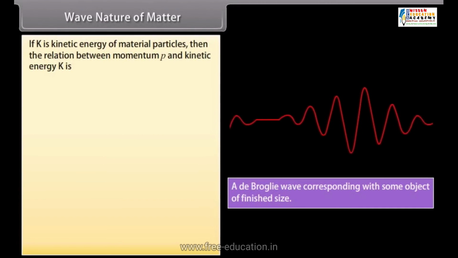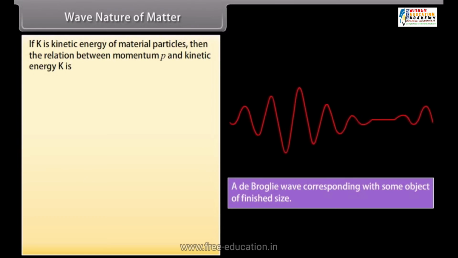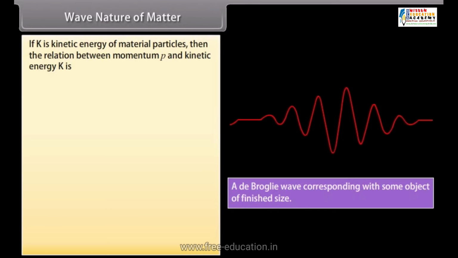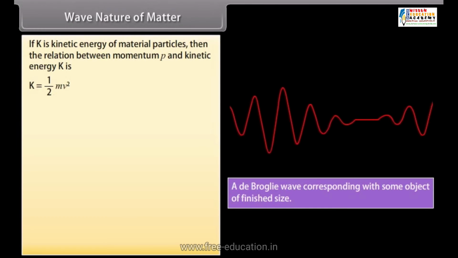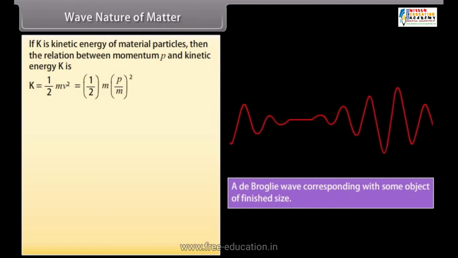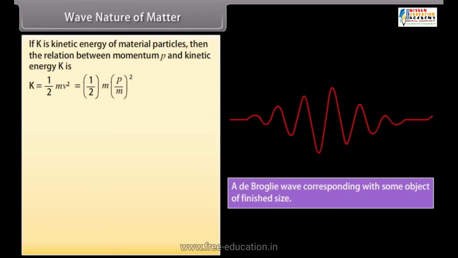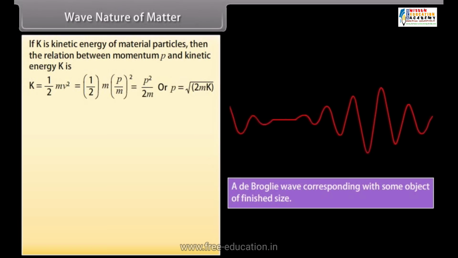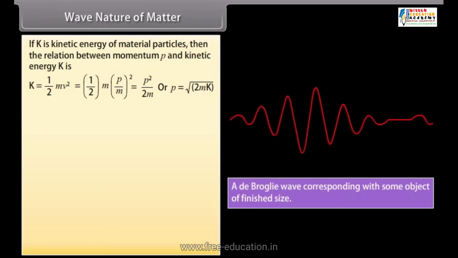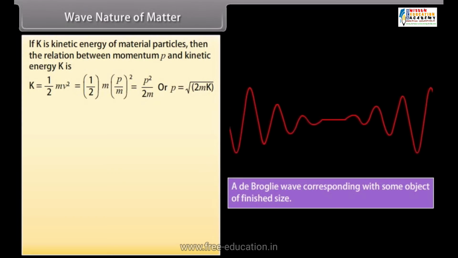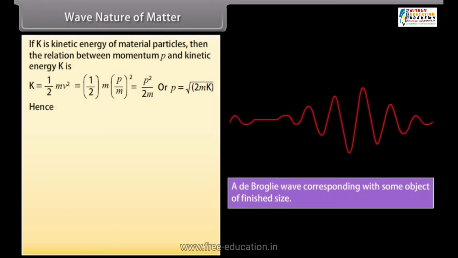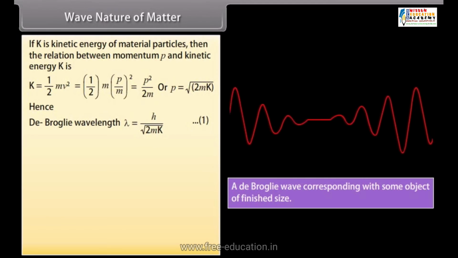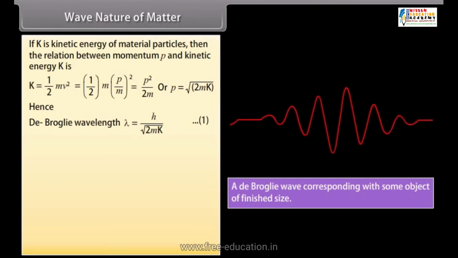If K is the kinetic energy of material particles, then the relation between momentum p and kinetic energy K is K equals 1 by 2 mv squared, which is equal to 1 by 2 into m into (p by m) squared, which equals p squared by 2m, or p as square root of 2mK. Hence, de Broglie wavelength lambda equals h by square root of 2mK. Name it as 1.